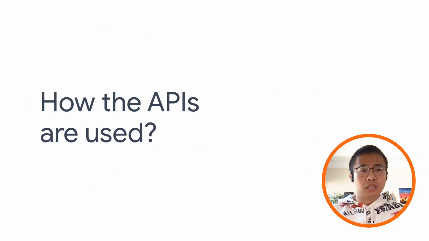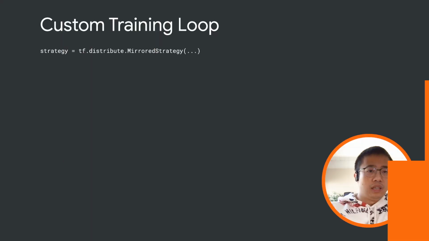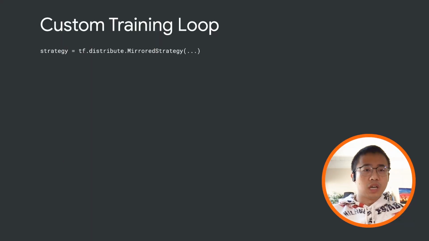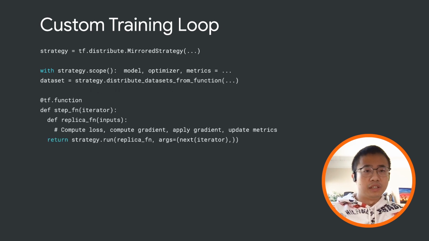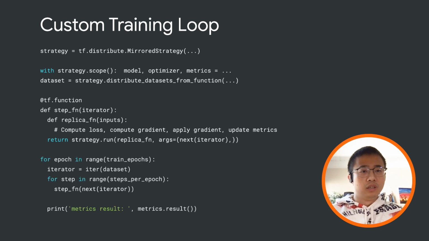Let's see how the APIs are used. Here's a short example for custom training loop with mirror strategy. We first create a strategy, create all of those model objects on the strategy scope, create a dataset using the strategy method, create a step function, which contains multiple replicas. Then we invoke the step function multiple times.